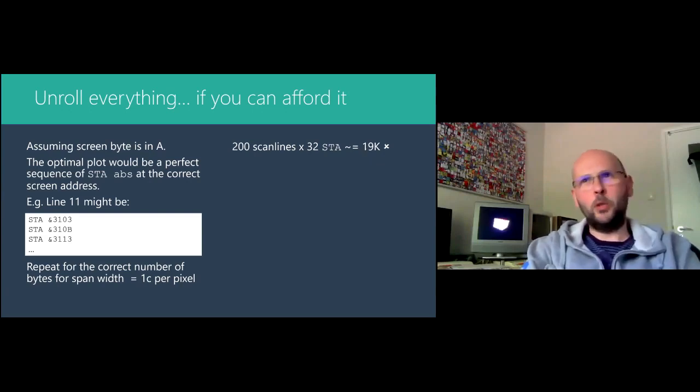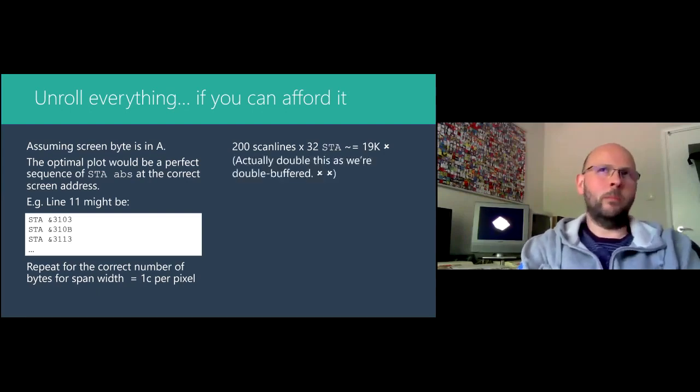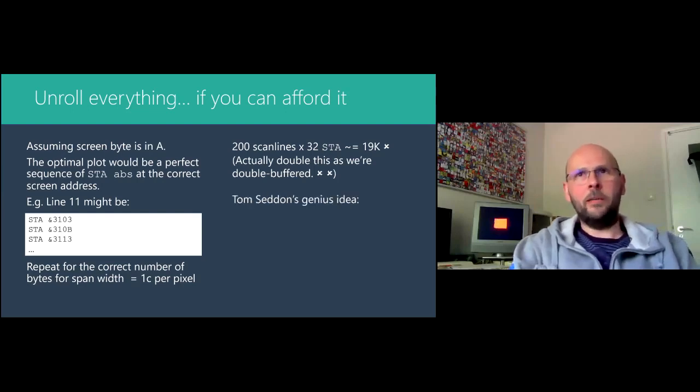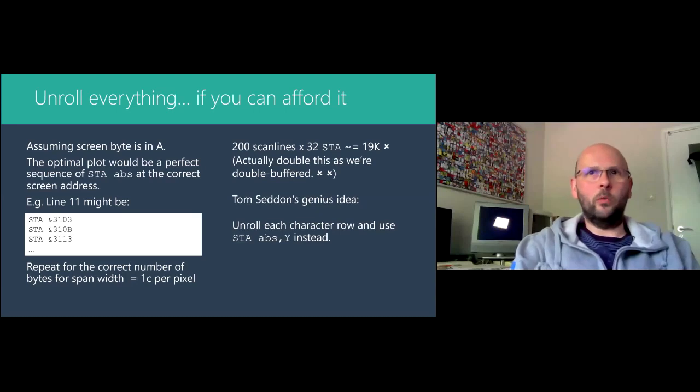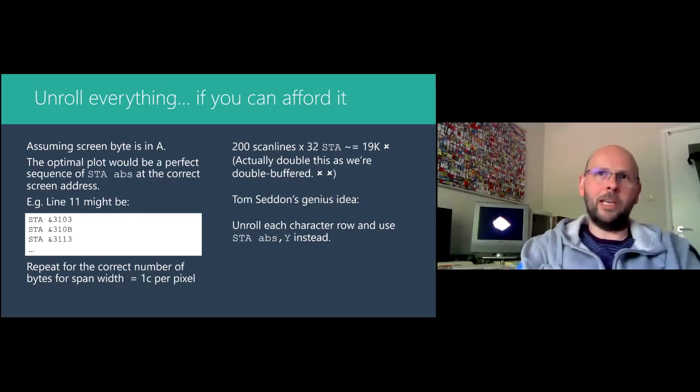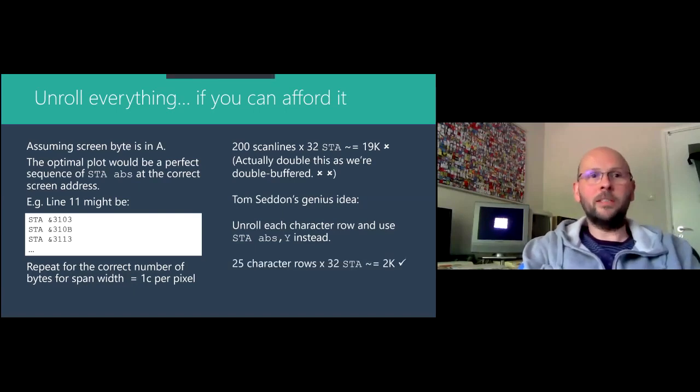Although I guess you could do it with sideways RAM. But actually it's worse than that, because we're double buffered, so we need the addresses of both screens. And so yeah, that would be a lot of memory for code. So Tom Seddon came up with a great idea. Rather than using just store absolute, we use absolute index with Y instead, and we unroll just the character rows and make the Y index work extra hard to index where we want to within a character row.